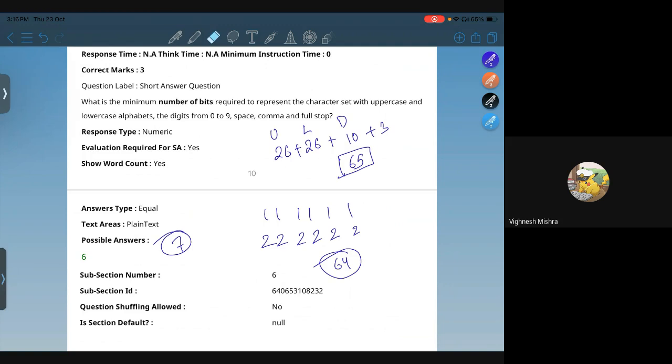I don't know how they are written 6. We need at least 7 bits, because 2 to the power 6 is 64, and 2 to the power 7 is 128. So we need this.